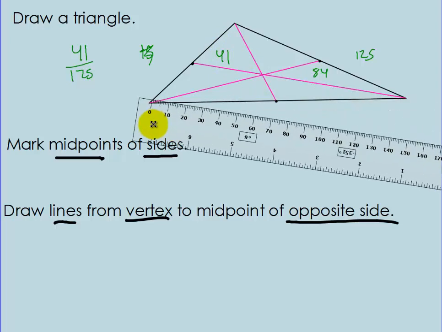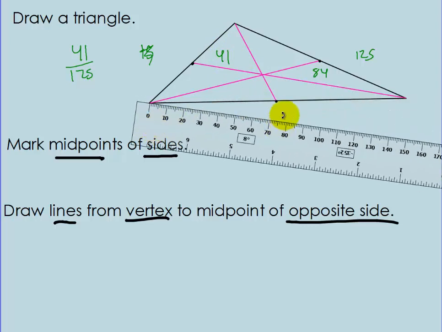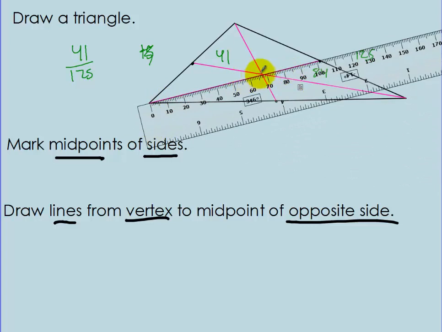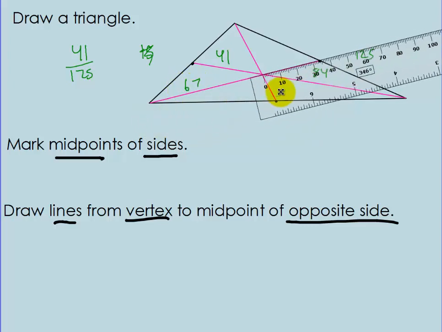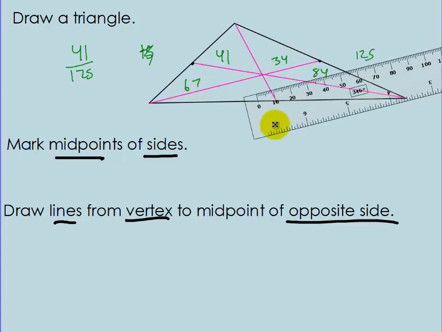Let's try another segment. I'm going to measure from this vertex to the midpoint right here. It looks like it's about 67. And the other part, which should be the smaller one that's half the size, looks like about 34. Yeah, that's about right. 34 is about half of 67. So it looks like it's working out with the shape I drew.